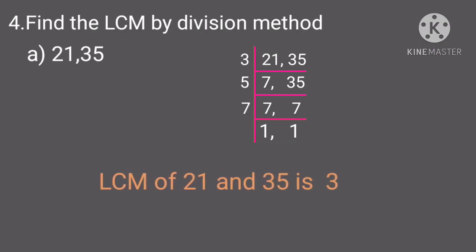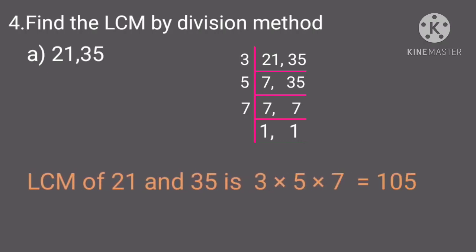So LCM of 21, 35 is equal to 3 into 5 into 7. 3 5s are 15. 15 7s are 105. Therefore LCM of 21 and 35 is 105.